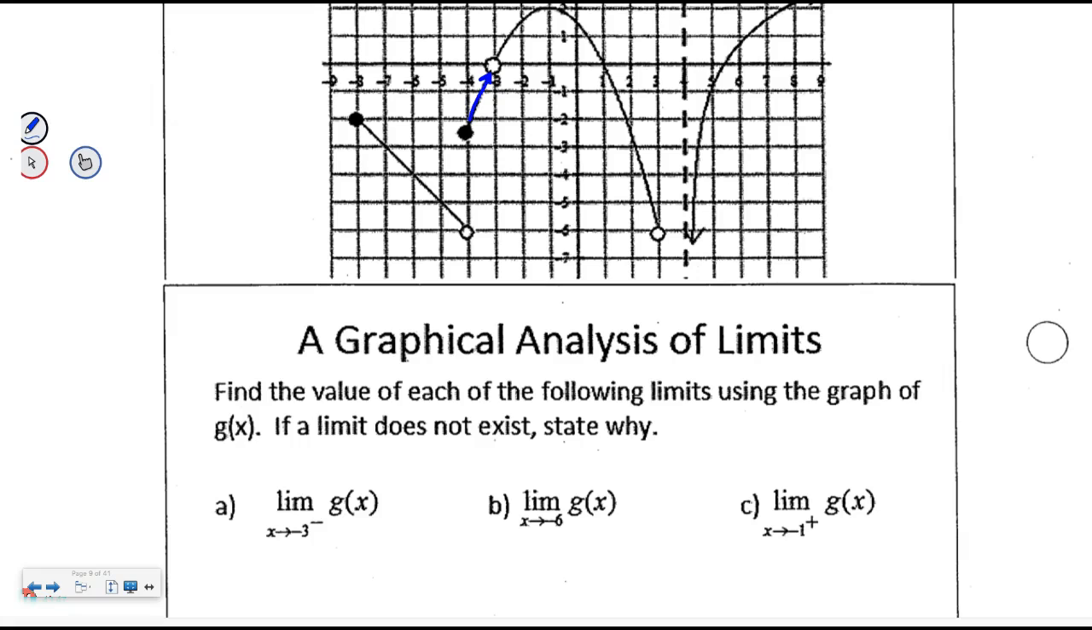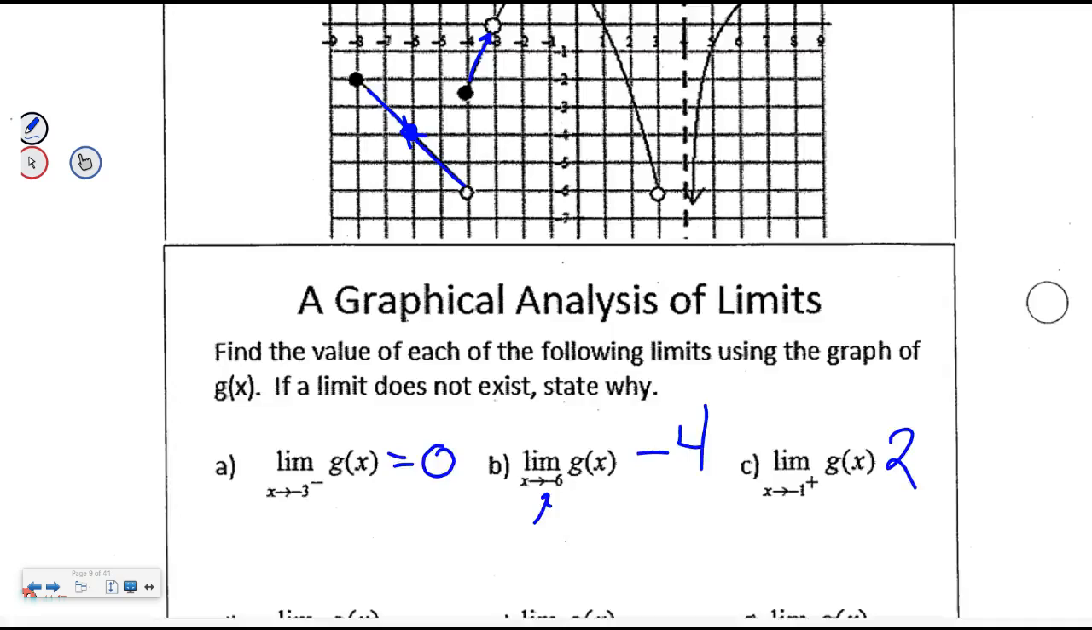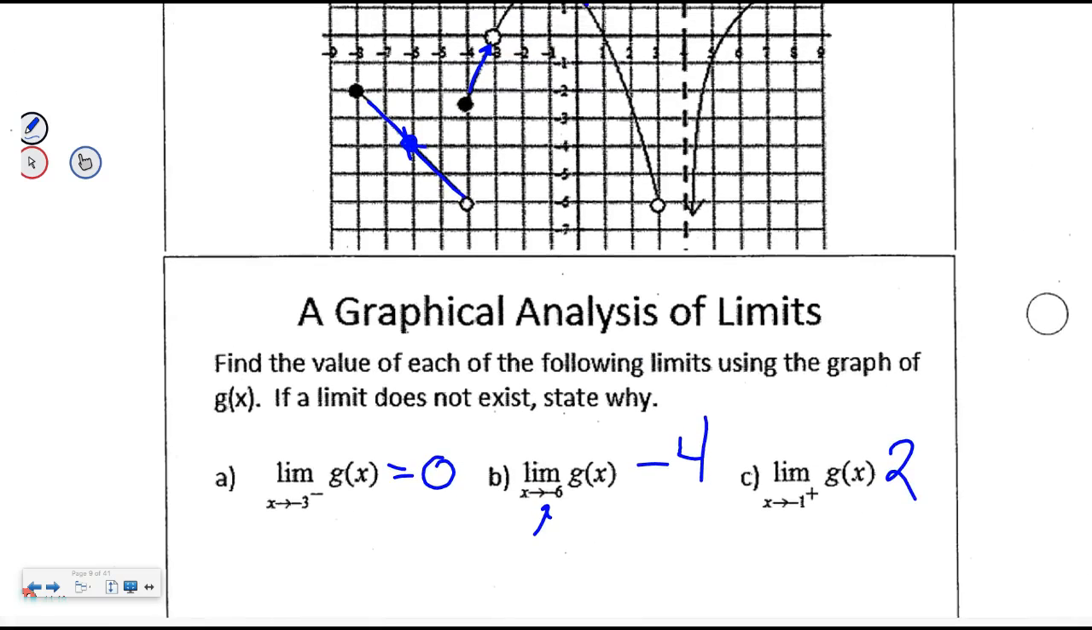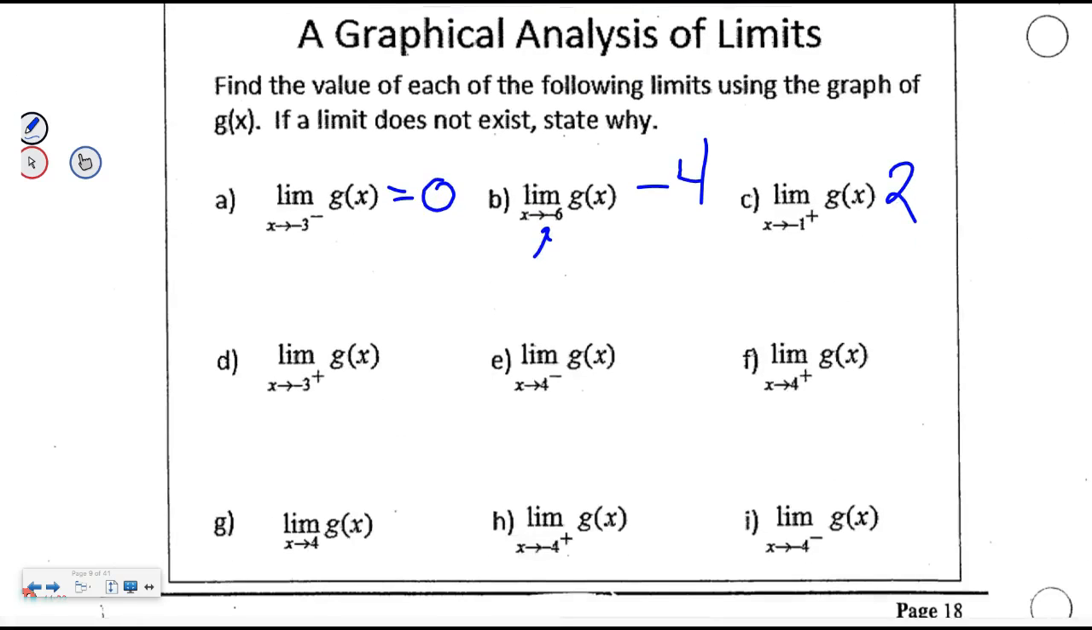Most. Awesome. As I approach -6, from which direction? Both. So I hop on really close, and I go in from both directions, and it actually equals f of -6. I'm right there. What's your answer? -4. How many of you had that? Awesome. Next one. As I approach -1 from the right, so from the right-hand side of -1, real close to it, what y value did I arrive at? 2.